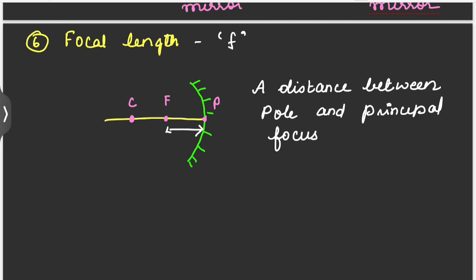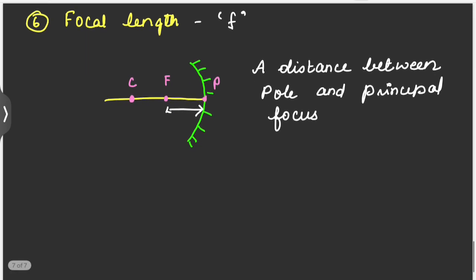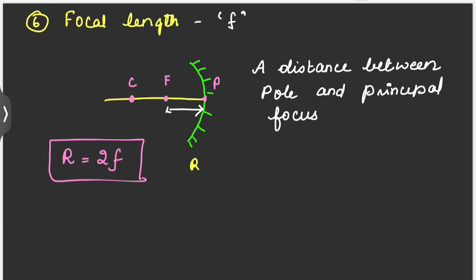So here we have one formula. What is that formula which is very important for the calculation of the numericals? That is, we will write R is equal to 2F. So what is R here? R is called as radius of curvature, which we have already studied. And F is called as focal length.